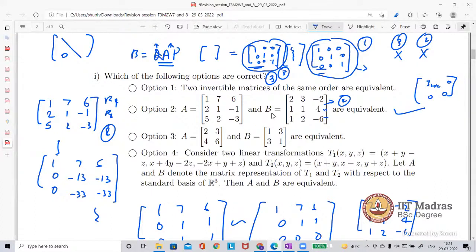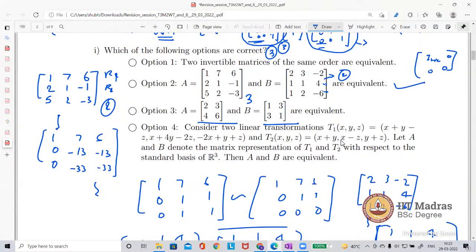If you compare two matrices, both have the same order. Let's say this is 3 cross 5, and both will be the same order. Maybe not a square, maybe a different rectangle. Okay, so now let's move on to the next option. Are these two equivalent?